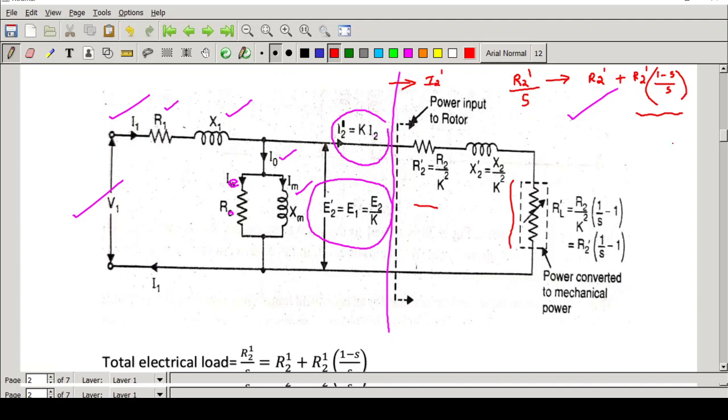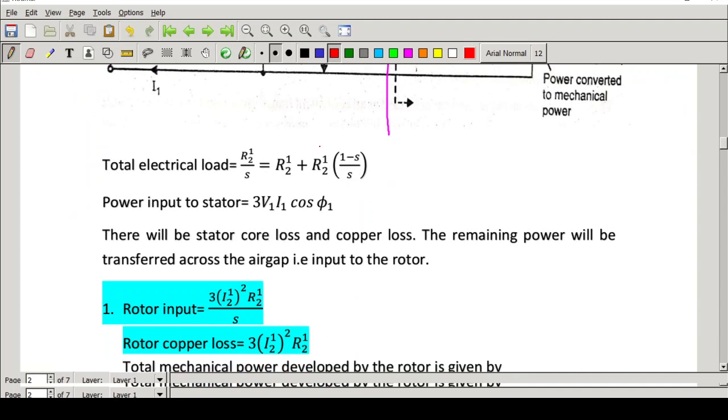So this is also very important. Now based on this we will derive the relations. That is what I have written here. The total load I have divided into two parts, R2 dash and R2 dash into 1 minus S by S. This R2 dash you can also write as R2 by K squared, where K is the transformation ratio.